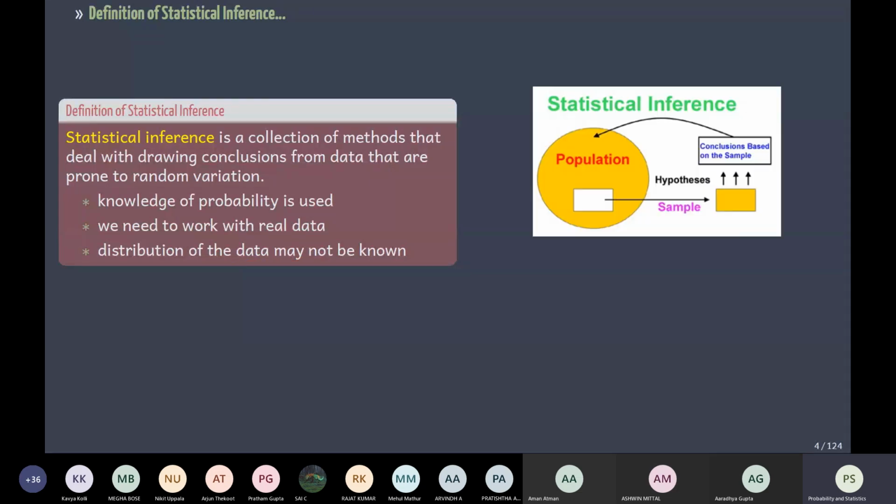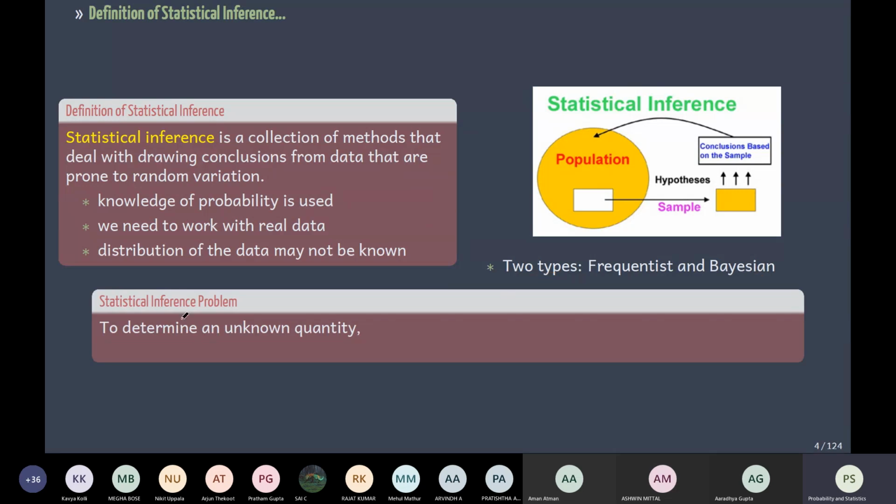So statistical inference is a topic where you take some sample. In this case, this is the sample. Then you have certain hypotheses, and you have certain methods to make some conclusions based on this sample, and then you conclude about the whole population, based on just this sample. That's the topic of statistical inference. Now, there are two major types of statistical inference. One is called the frequentist approach and one is called the Bayesian approach. We will come back to this more later on.